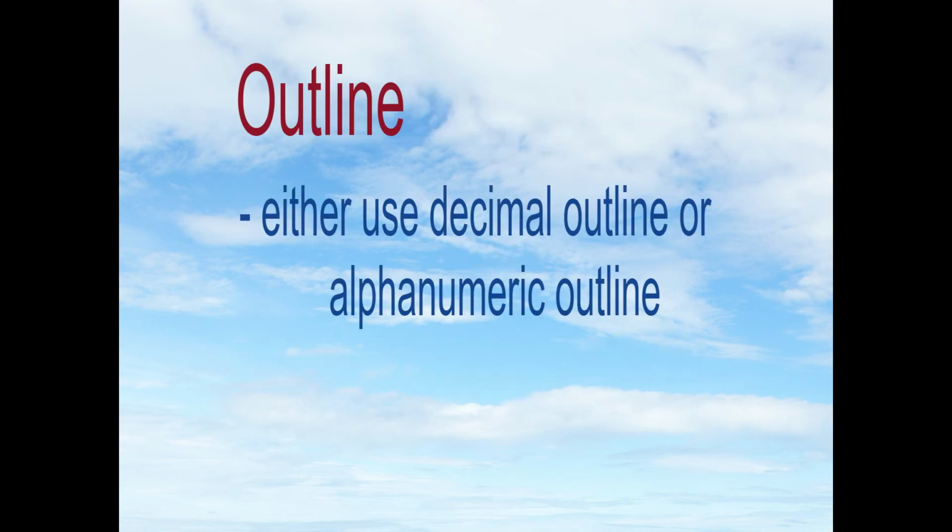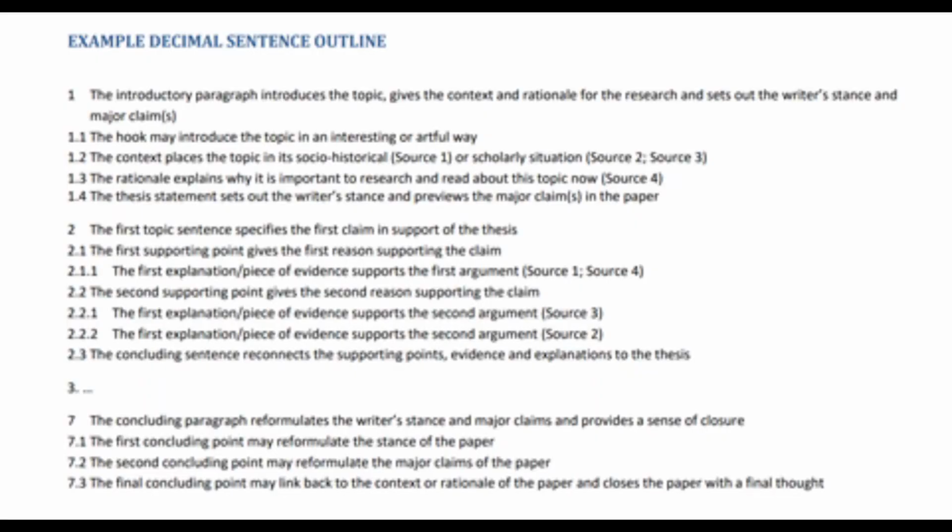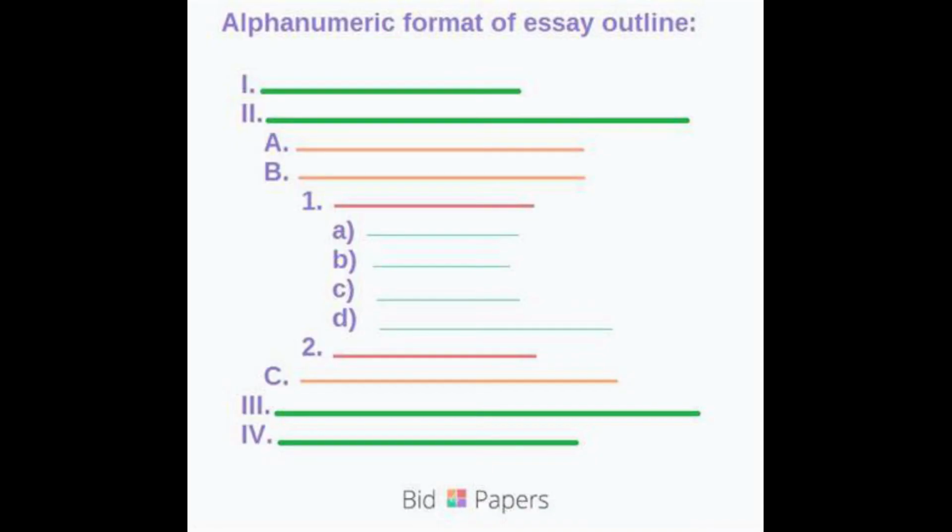When preparing an outline, you can either use a decimal outline or an alphanumeric outline. A decimal outline only uses numbers as labels, while an alphanumeric outline uses both letters and numbers as labels.